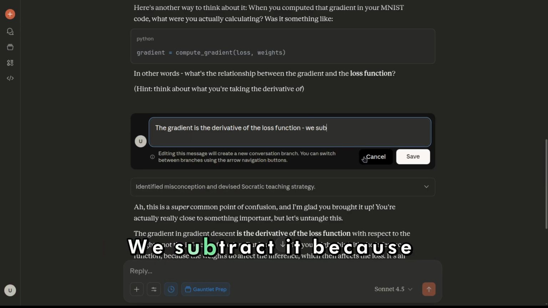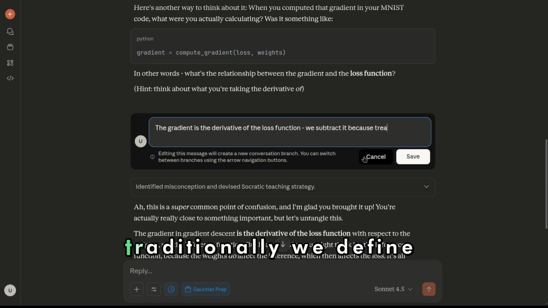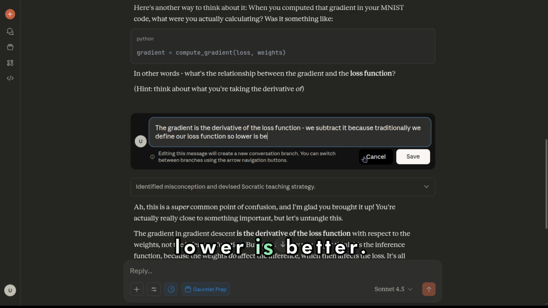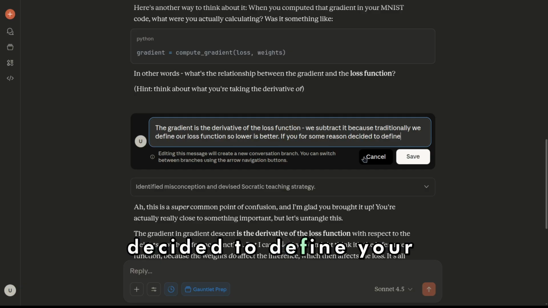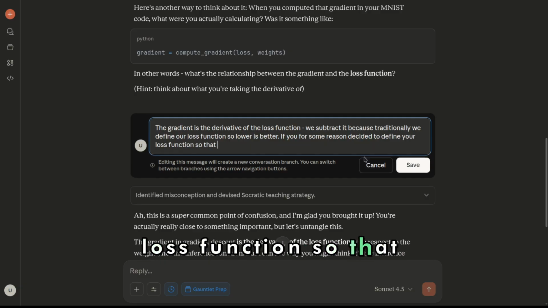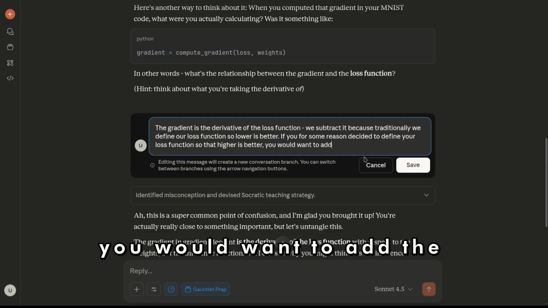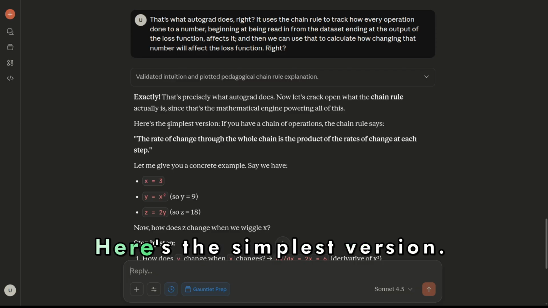Okay, we subtract it because traditionally we define our loss function so lower is better. If you, for some reason, decided to define your loss function so that higher is better, you would want to add the gradient, right?